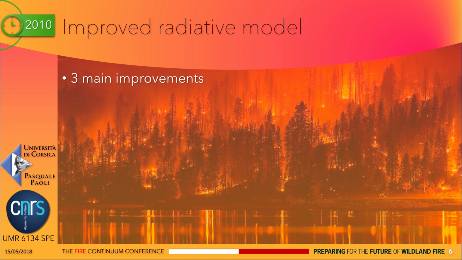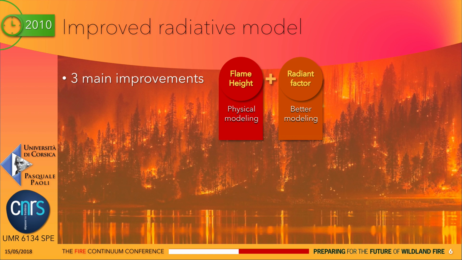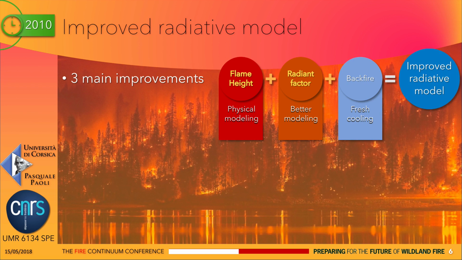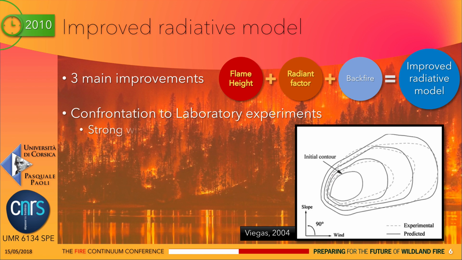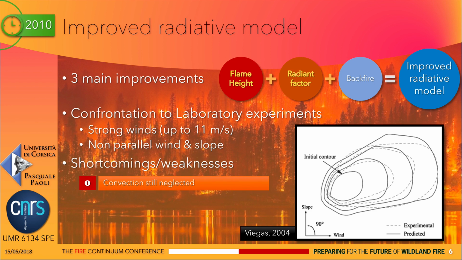3 years later, 3 improvements were made. First, we changed the McCaffrey correlation for a physical law obtained with a simplified vertical momentum balance. We also came up with a better modeling for the radiative fraction, and we introduced a fresh cooling which models the backfire better. This improved model was confronted to a set of laboratory experiments with strong winds up to 11 meters per second and non-parallel wind and slope. However, this model still neglects convection and then poorly represents laboratory experiments with well-ordered vertically oriented fuel bed.